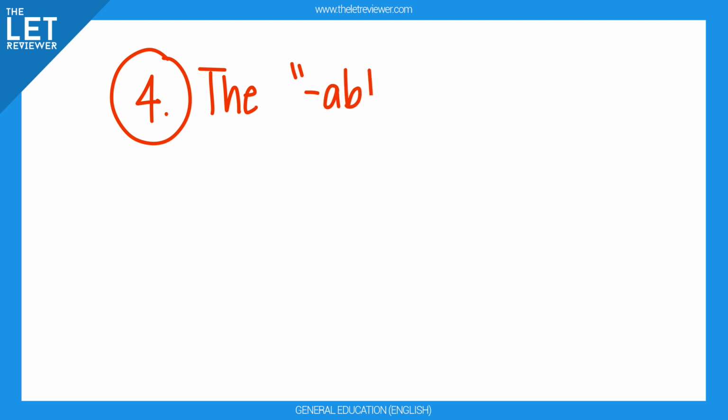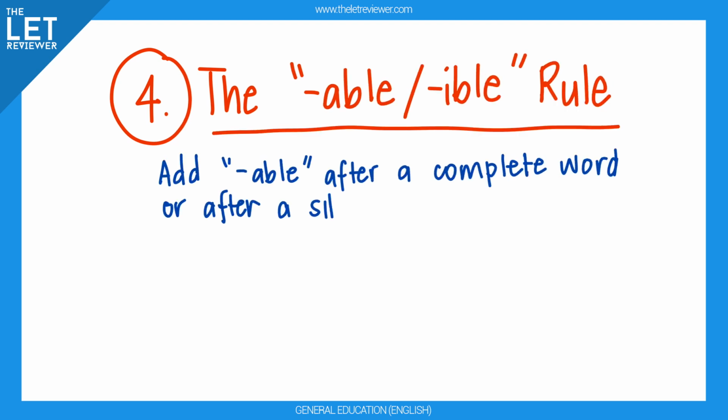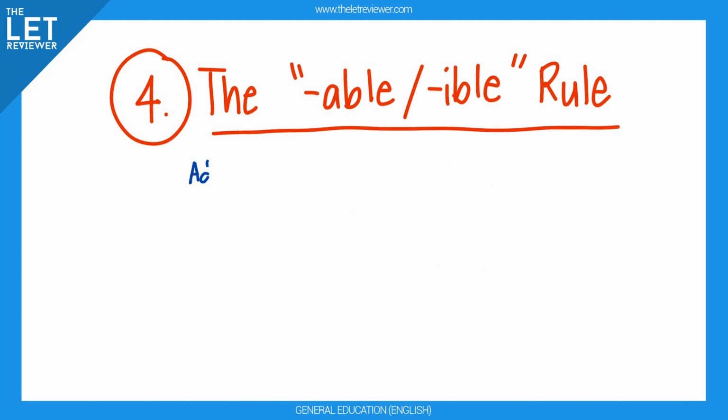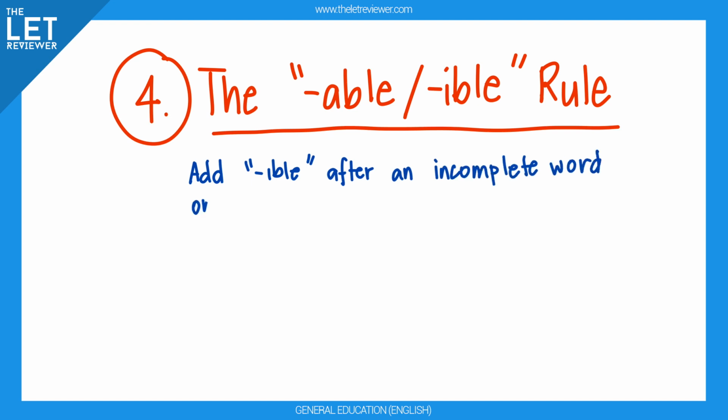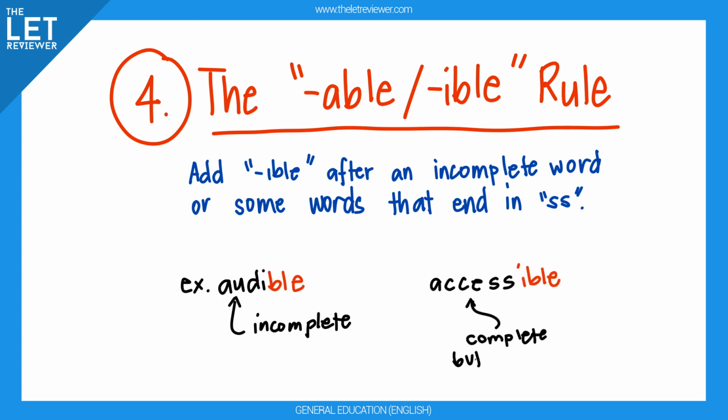The able or ible ending rule. Add the suffix able after a complete word or a silent E. Teach can be transformed to teachable. The word like with silent E can become likable. Ginagamit naman natin ang suffix na ible for incomplete words, words that can't stand alone, and some words that end with SS tulad ng salitang audible or accessible.